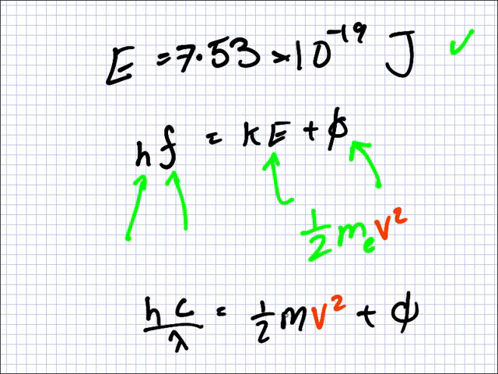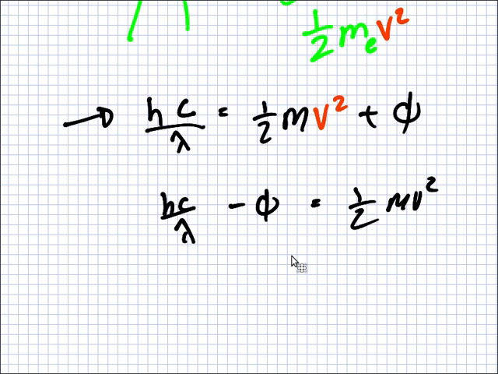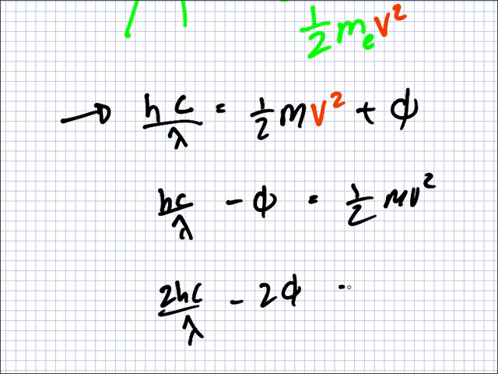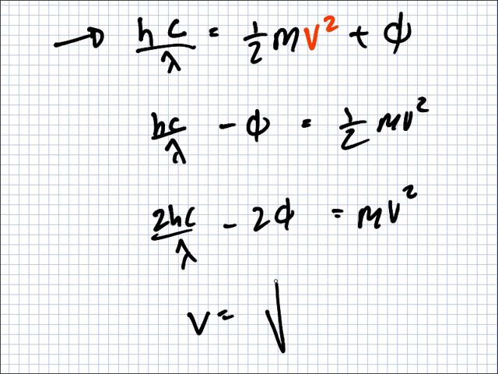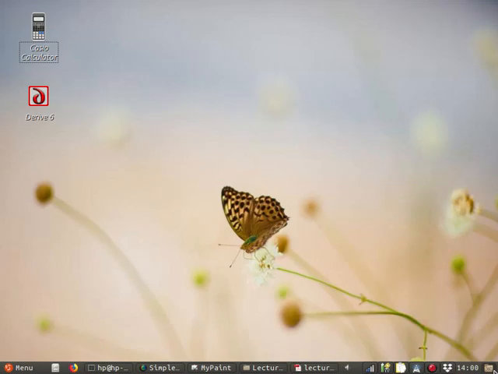What I like to do is to rearrange the formula so I can just use my calculator in one go. Okay, so this is my formula here. So I have hc over lambda minus the work function is equal to half mv squared. So that means 2hc over lambda minus twice the work function equals mv squared. So that means V will equal the square root of 2hc over lambda minus twice the work function, all over the mass of the electron. Now I'm going to open my calculator and type all of that in and see what I get.